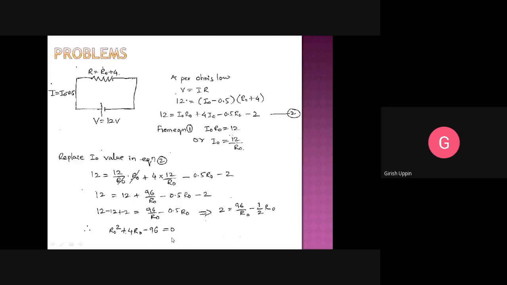What is a quadratic equation? Any equation in the form of ax square plus bx plus c is equal to 0. That's a quadratic equation, and the roots for that equation are x is equal to minus b plus or minus square root of b square minus 4ac, whole divided by 2a. And what is a here in this equation? a is equal to 1, b is 4, and c is minus 96.